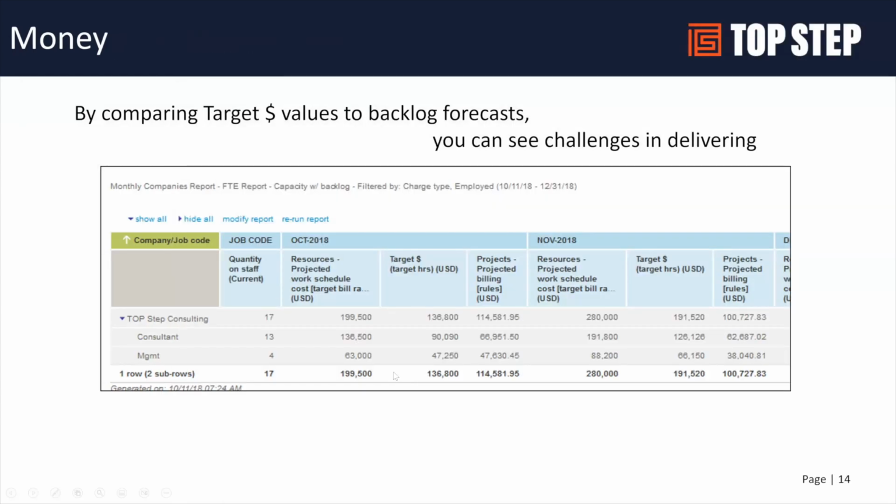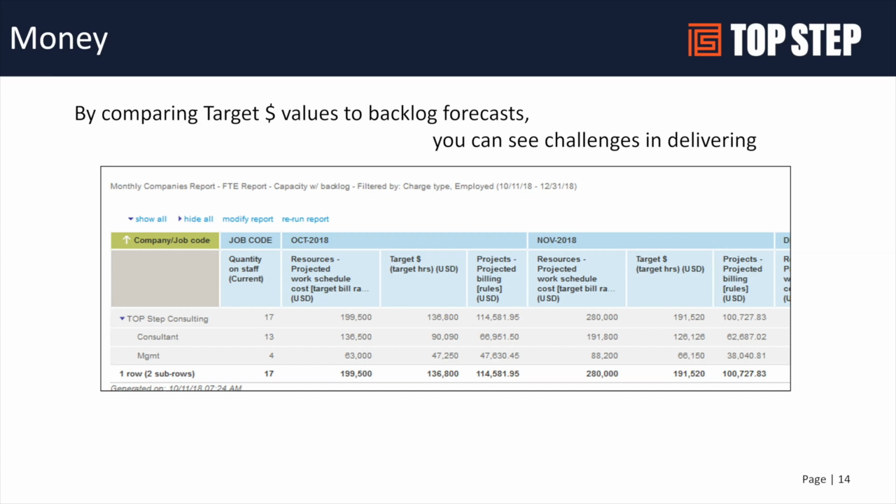So here's a different report, kind of showing what this can look like. For example, here for the month of October, we have the capacity to deliver $136,500 based on work schedule using target bill rates and target utilization. Right now, we have projected $67,000 in projected billing for the month. So we are way under capacity. We're going to have a lot of bench in the month of October if we don't fill the gap.